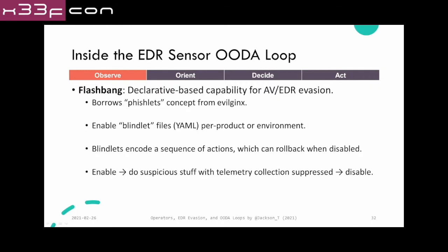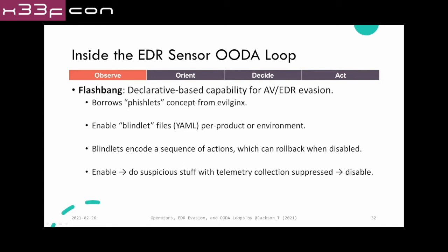But continuing on the observe process, I wanted to briefly introduce a small project I've been working on with help from the Wover, and it's something we'd like to open source in the future. It's called Flashbang, and basically it's a declarative-based capability for evasion. It borrows the fishlets concept from Evilginx, in that you can have these YAML blindlet files at a per product or per environment level, and each blindlet contains a sequence of actions like suppressing telemetry, which can abstract away the need to write code for stuff like this.